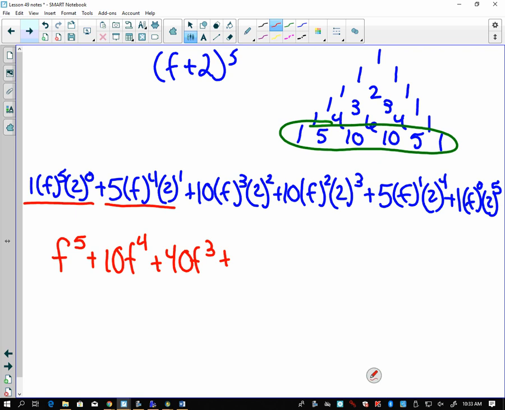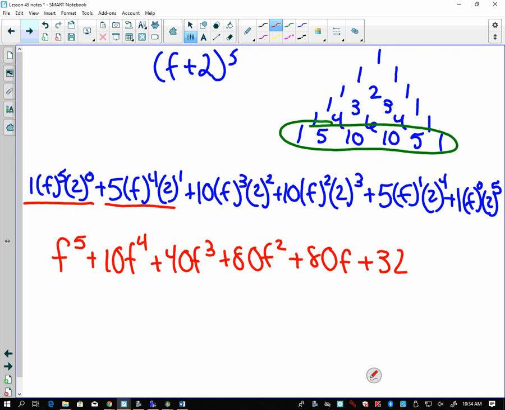No, look, it's 2 cubed times, right? I've got to do all of the multiplication. So 8, because 2 to the third is 8. 8 times 10 is 80. 80f to the second, right? This is going to get bigger. 2 to the fourth is what? Probably 16. 16 times 5. Is it 80 again? Okay, 80. 80f. And then what? What's 2 to the fifth? 32. And f to the 0 times 1. No changes there.